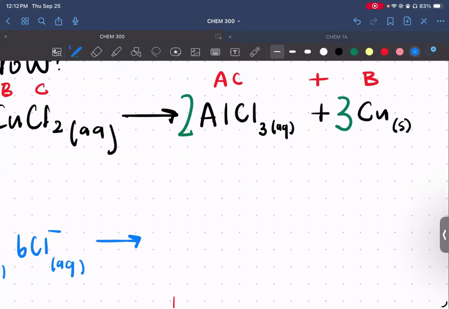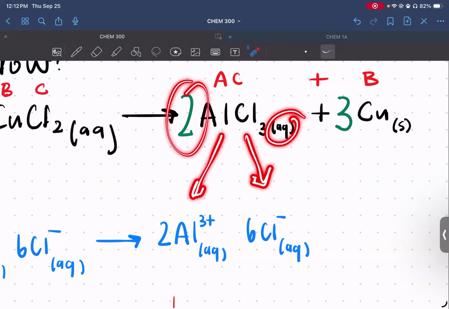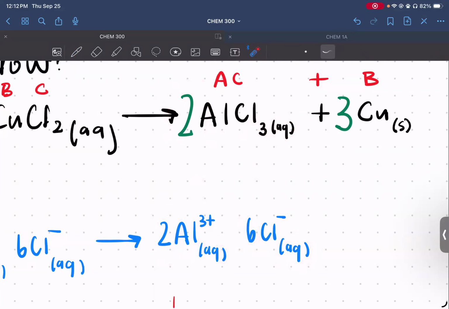On the product side, the first one we have is aluminum chloride. Aluminum chloride is aqueous. This is what tells us this will break up into 2Al3+, 6 chlorine minus, aqueous. Yet again, the same principles are followed. An aqueous species is broken up into its ions. The balancing is kept consistent. The state symbols are shown. And to be very, very clear, the charges are also shown.